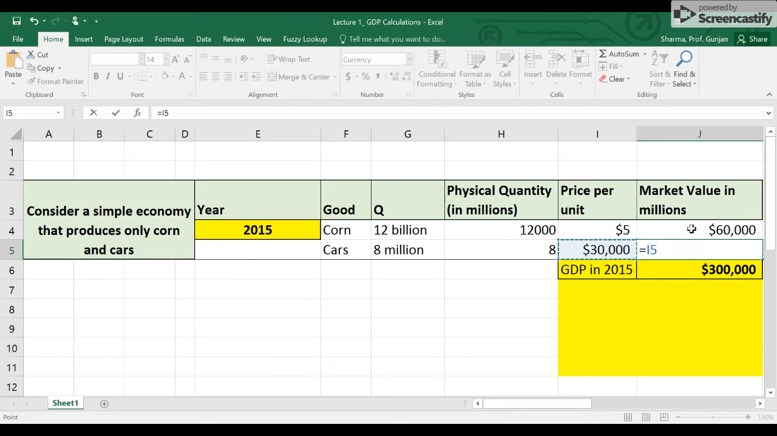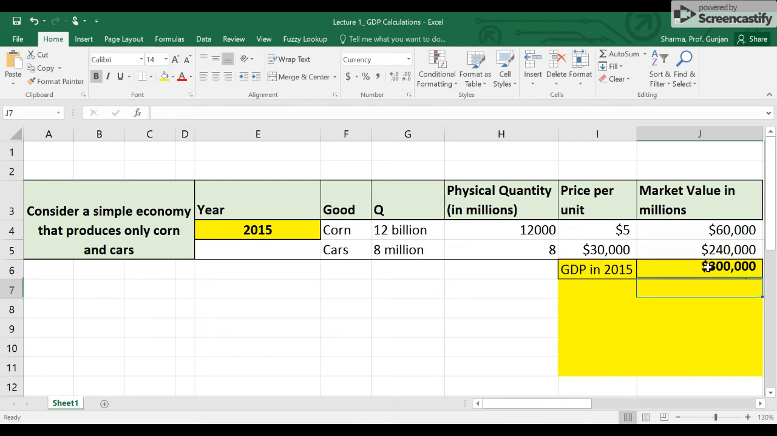And similarly, $30,000 is the price at which each car was sold. So $30,000 times the total millions of cars that were produced. Now, GDP is basically the sum of the market values of all products produced in the economy. So if I add these two numbers, I get that the GDP of this country was $300,000 million in 2015, right?